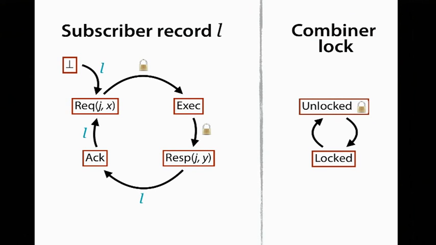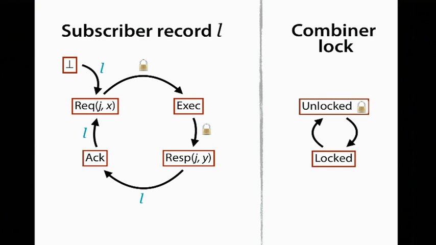All right, so I'm running out of time, so I'm just going to very briefly show you how we capture the idea of this algorithm as a protocol. So we have one global protocol, similar to the one I showed you before, for governing the combiner lock. Then we have a subscriber record protocol that governs each subscriber record independently. So we have one copy of this protocol per record. The bottom state means the record hasn't been created yet, basically. So when you first create the record, you do so by making a request. And you say, I have some spec thread J that's trying to perform that request.